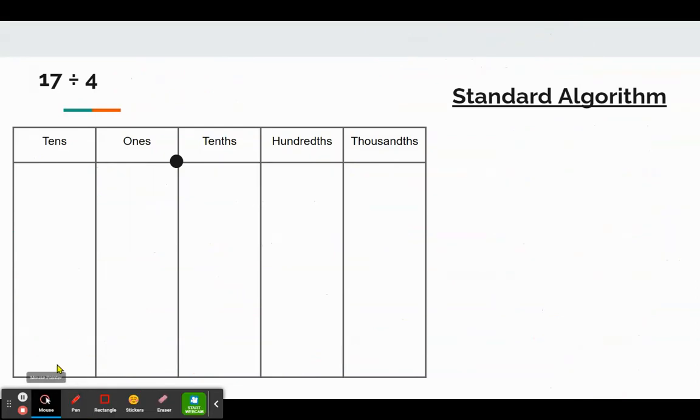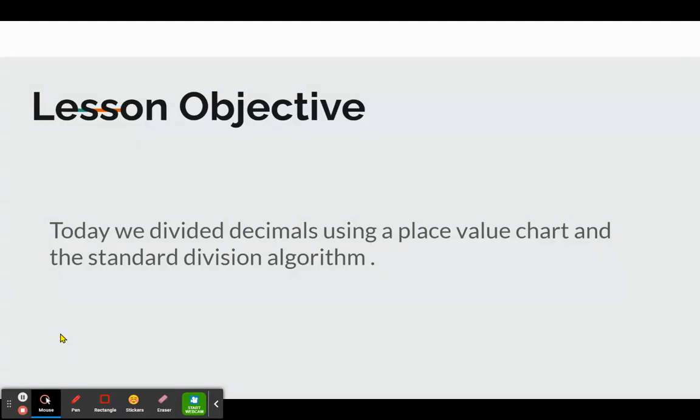All right, great job today, y'all. Thank you so much for joining me. Let's review today's lesson objectives. Today we divided decimals using a place value chart and the standard division algorithm.